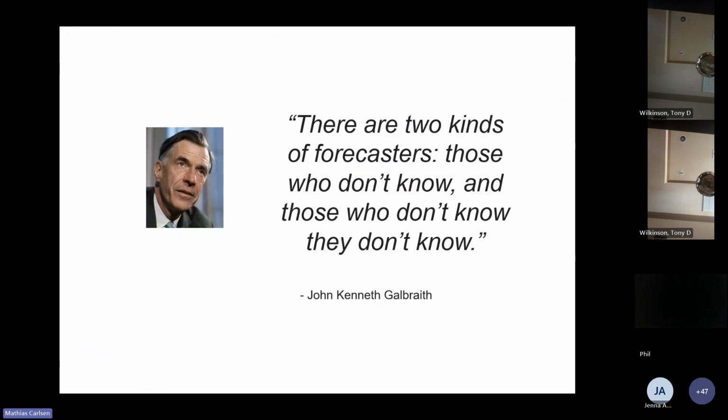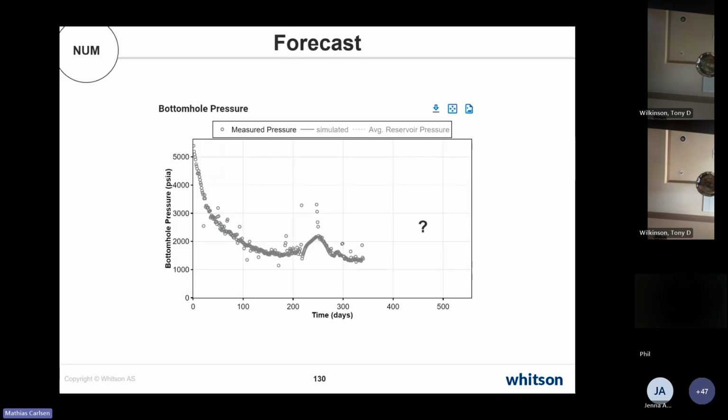The last thing just to remember here is, okay, when we have a numerical model, we have our RTA interpretation, and we want to make a forecast. But there's two types of forecasters. We have those who don't know, and those who don't know they don't know. What I mean by that is, from the end of history here and out, you need to make some assumptions of what would you like your abandonment pressure to be? Should it be high, low, should it be 500, 700 psi, whatever it should be at the end of history. And that piece is something that is kind of an unknown.